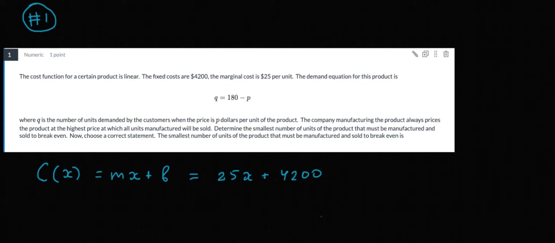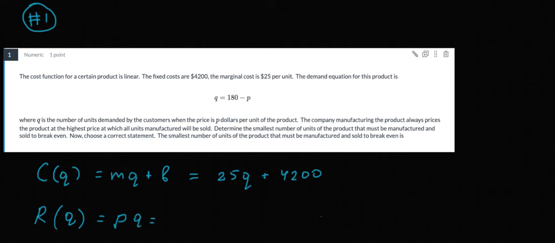Now, maybe I should have used Q instead of x. Let me do that. Q is the number of units of the product that are being manufactured. Now, let's also look at the revenue, R of Q, the revenue that the company will receive if it sells Q units of the product. Of course, the revenue equals price per unit times the number of units sold. So in other words, P times Q.